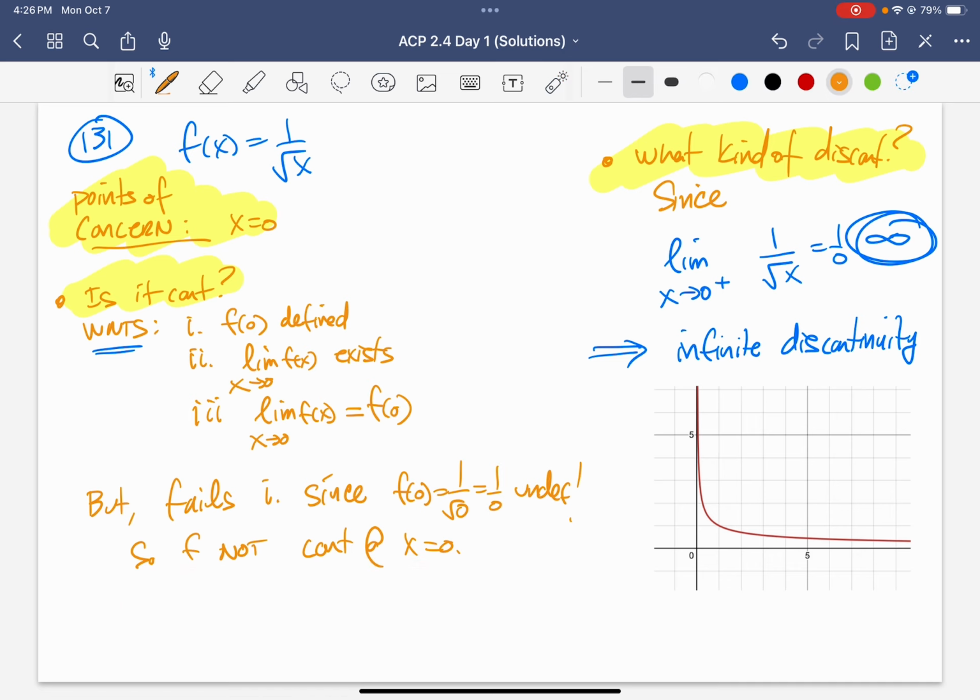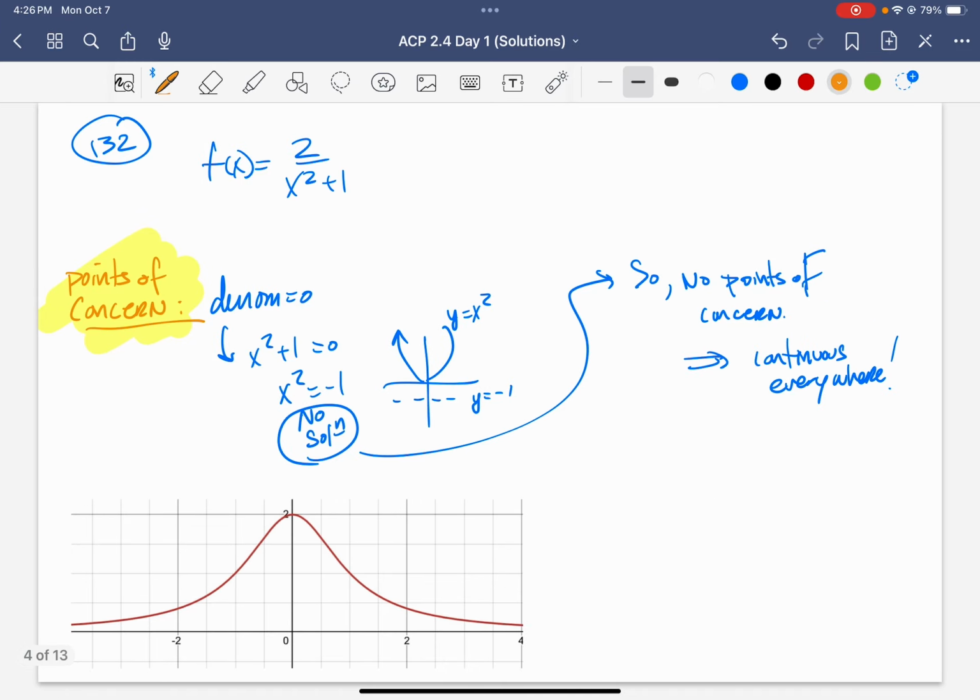Turns out that I can show it is an infinite discontinuity, since if I take the limit from one side, this function explodes. So since this function explodes in a positive direction, that is an infinite discontinuity. I know that it's going to be always positive infinity because square root of x always gives me a positive, and 1 always gives me a positive.